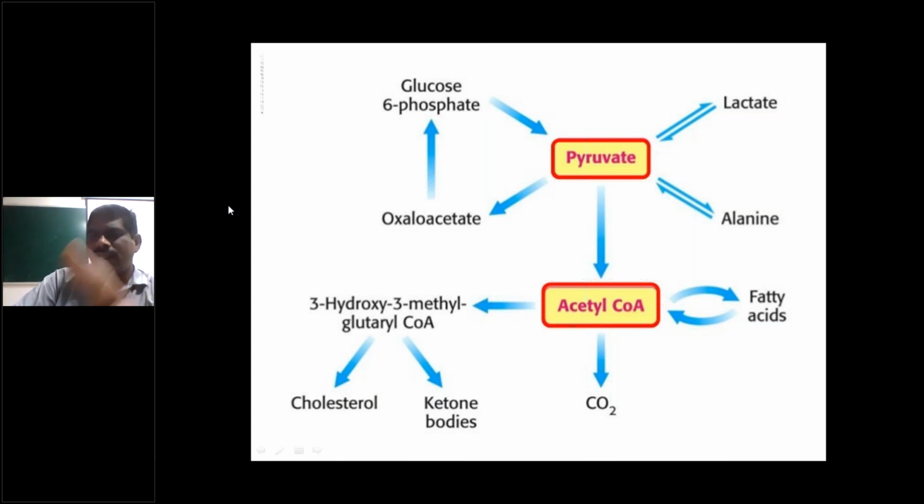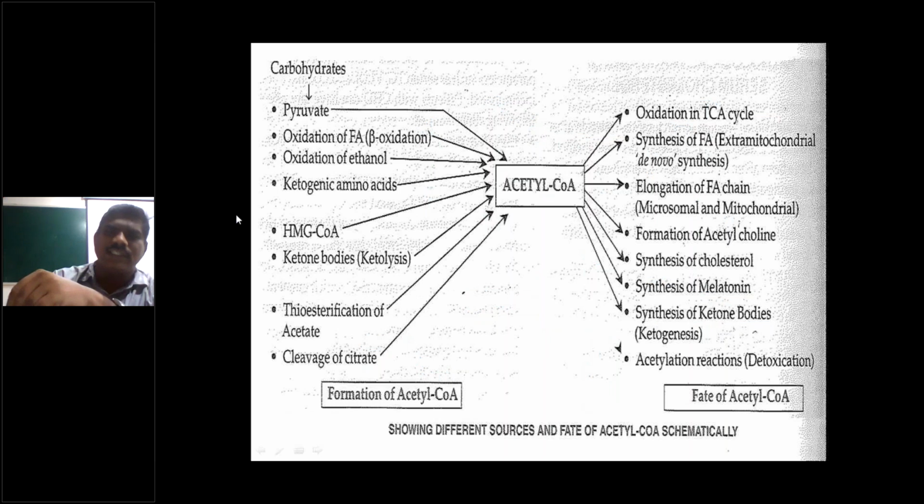So the key junctions are pyruvate to lactate, lactate to pyruvate, alanine to pyruvate, and acetyl CoA to fatty acids, and degradation of fatty acids where acetyl CoA is again released, and for the synthesis of fatty acids, acetyl CoA is required. So these are the key junctions.